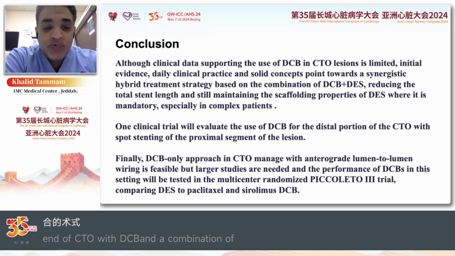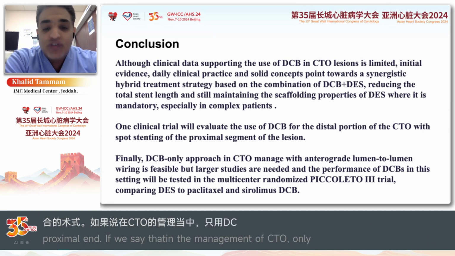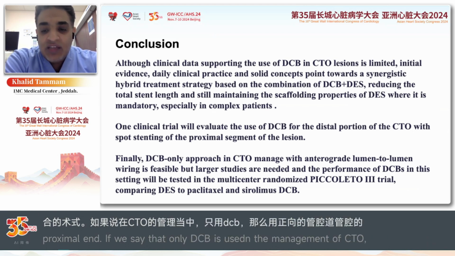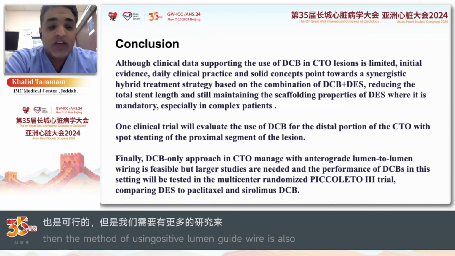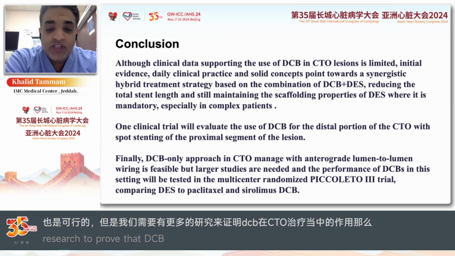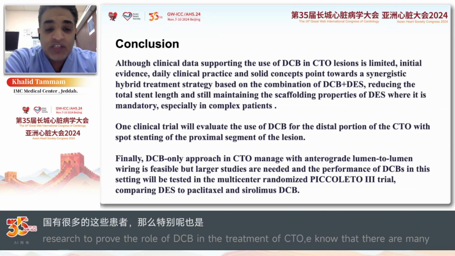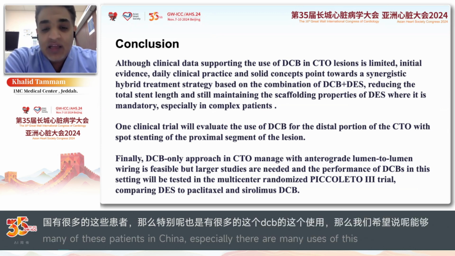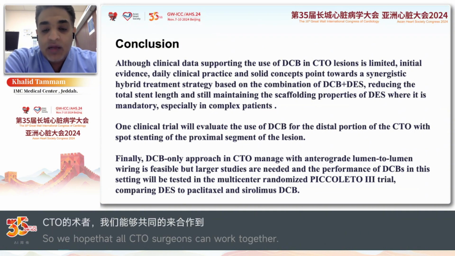Finally, DCB is a possible approach in CTO management after antegrade wiring, but larger studies are still needed. And I hope in China this study is going on. I know you're doing a lot of distal left main bifurcation single-stent strategy, and bifurcation DCB is going to randomized trials. And I hope we all participate together, the CTO operators, to reduce stent implantation in the CTO segment.